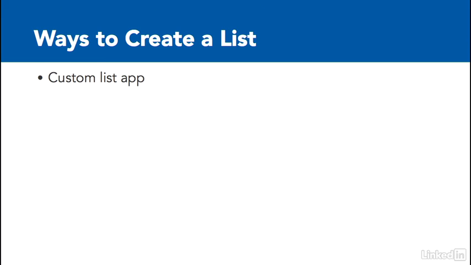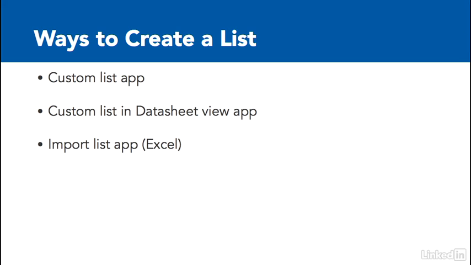We can create a custom list with the Datasheet View app. It says, just give me a grid like Excel and let me create a custom list using the Datasheet View app. And that's really easy to do. You just go in and you enter information, and we're going to see how this works in just a few moments. We also have the ability to import a list from Excel, and there's an app for that.